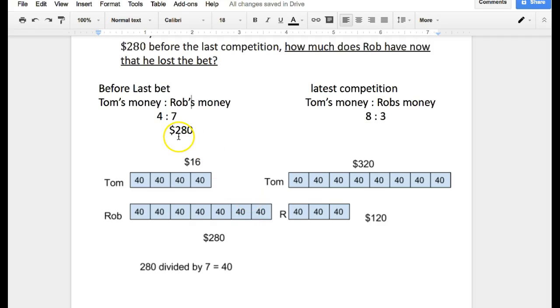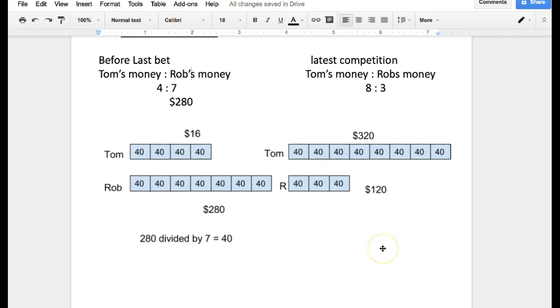Then I took the 280, and that was the amount of money that Rob had before the last bet, and that goes in this tape diagram here. So 280, I divided that by 7, and that's where I got my 40 from. And then I put 40 inside each one because they're all going to be the same. And then I was able to figure out how much money everybody had. And then I went back to the question. How much does Rob have now that he lost the bet? So now would be the latest competition, and Rob lost the bet. Not so much an important thing, but how much money he has would be $120.